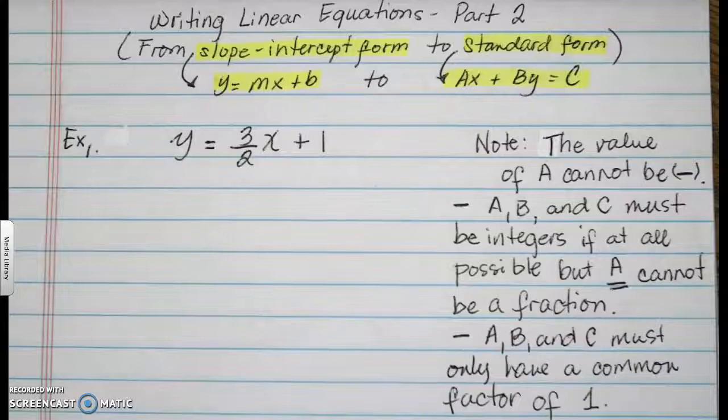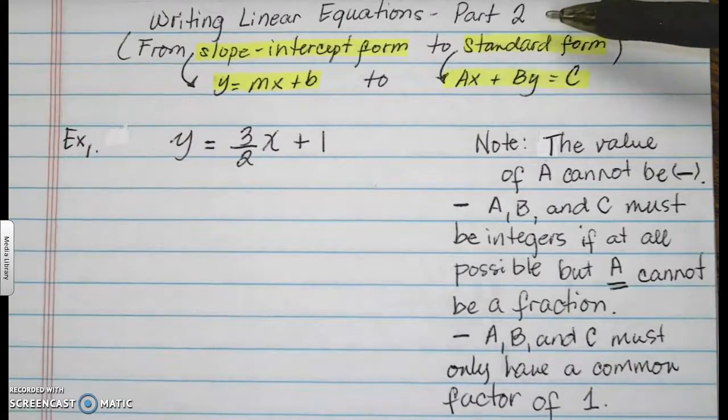Okay, welcome back everyone. This is part 2 of writing linear equations. Part 1 was about writing linear equations from given points. So we used point slope form on that one. We did not work from slope intercept form to standard form. From point slope form, we had done slope intercept, but we did not move from slope intercept to standard. And so that's the reason why we have this part 2.